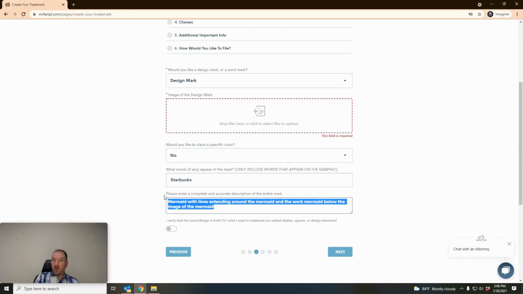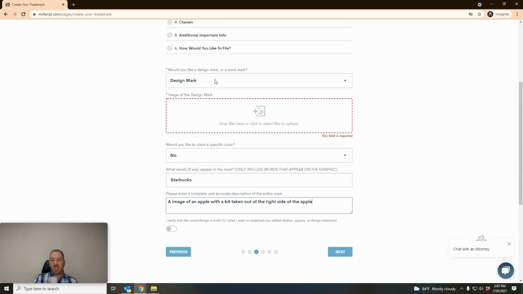On the other hand, let's say you were doing the Apple logo. And so you're going to say image of an apple. And let's say the apple has a bite taken out of the right side of it. So whatever that is, you're basically just giving a description of what the mark shows. So one, you're going to upload the image. You're going to talk about whether or not specific colors, any words that are included in there, and then describing the mark or describing what is shown in the logo or in the design.